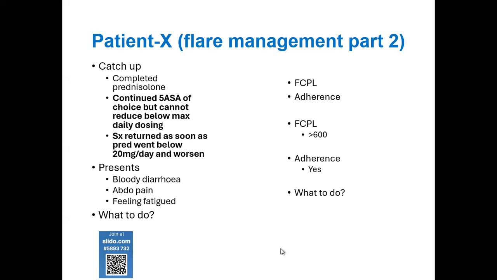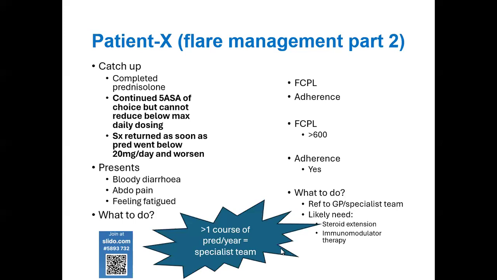So you can tell they're adherent, they're on the max doses, they can't get off their steroids. So absolutely what they need to do is be referred to a specialist team straight away. They're likely to need a steroid extension. So whether that be a dose increase and then reducing slowly, or back up to the 40, or back up to the dose where they were last well. And they're likely going to need now an immunomodulator therapy. So the next stage in treatment, which is started again with the specialist team.